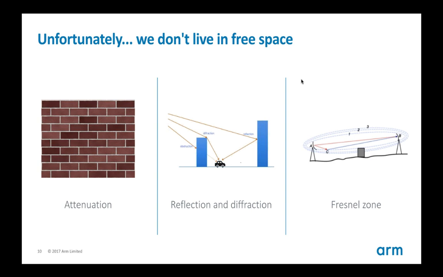And then the last thing is that there's the Fresnel zone. If a signal goes from point A to point B, there is not just a direct line, there's actually a cloud of signal going from A to B, so you can draw an ellipse around it. If a large part of that ellipse is blocked, then your signal strength will go down very quickly.